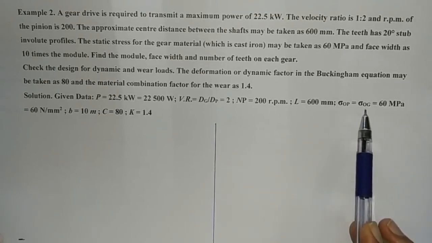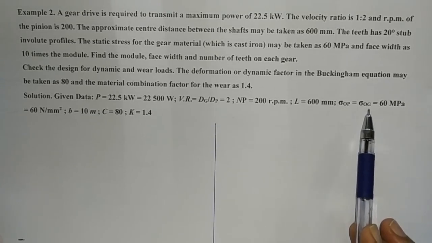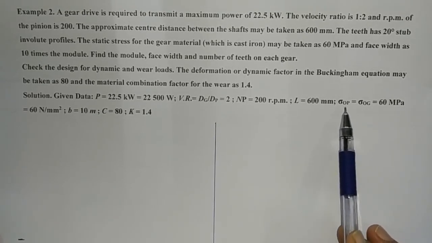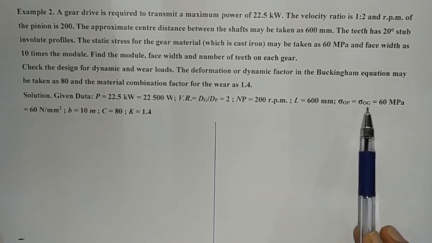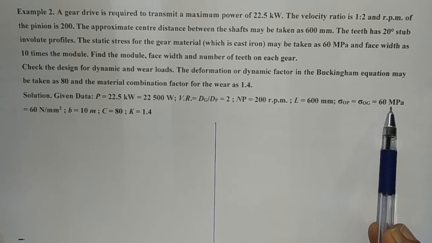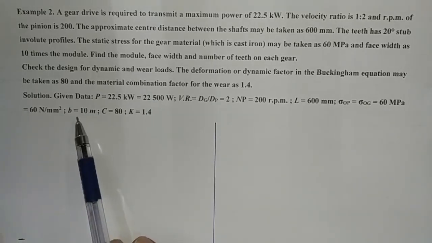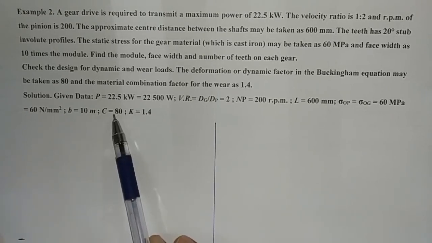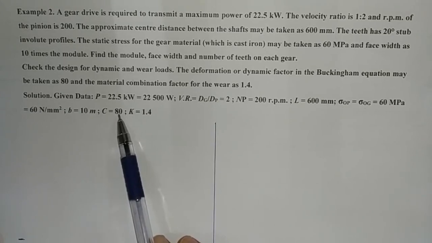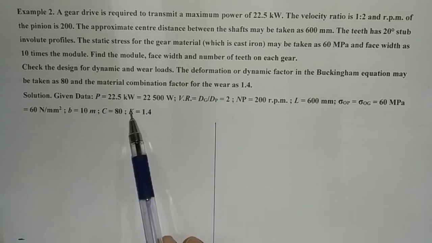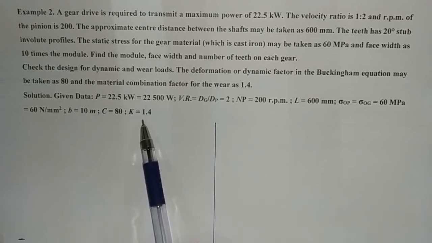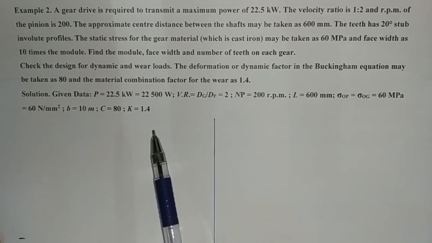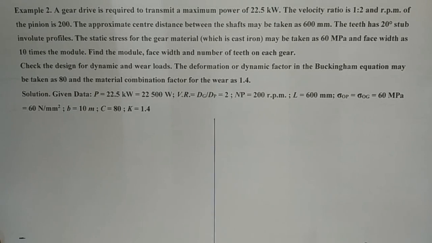Sigma OP and sigma OG: both the gears are made from the same material, that is cast iron. So static stress for pinion and gear is the same and is equal to 60 megapascal, 60 Newton per millimeter square. Face width is given as 10 times module, so B is equal to 10 m, and the dynamic factor in the Buckingham equation, that is C, is equal to 80 and material combination factor for wear is equal to 1.4.